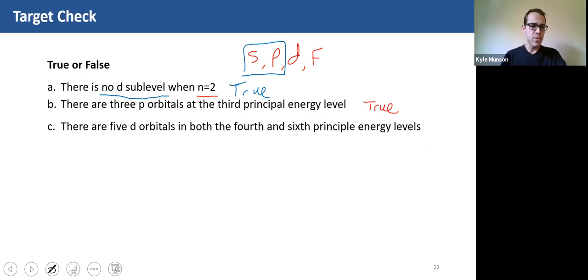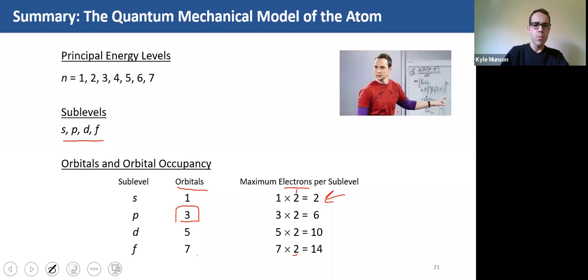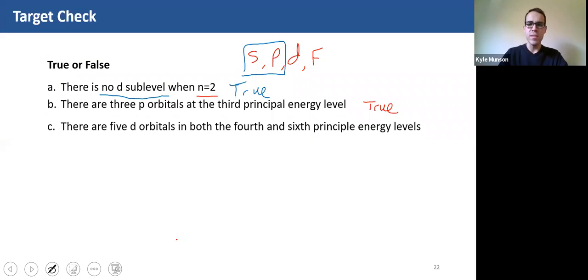And then the next one is there are 5 d orbitals in both the fourth and the fifth principal energy levels. Well, again, for d orbitals, we can always have 5, no matter what principal energy level we're at. So this is also true. They're all true. This is, again, just a brief summary of the quantum mechanical model for the atom. In the next video, for next week, we're going to be talking about electron configuration. See you then.